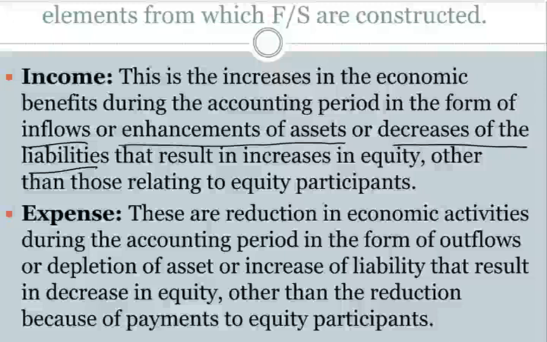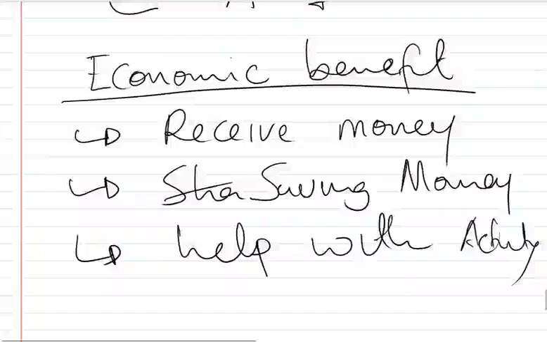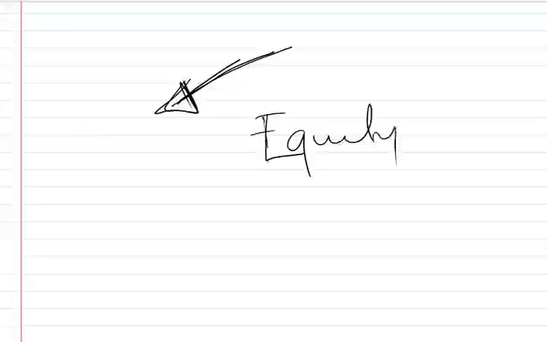This increase in economic benefit is resulting in equity increasing as well. Your equity is also increasing because of what? This increase in economic benefit. But that increase should not be related to contribution by equity participant. That means if, for example, I sell my goods, money will come into the entity, right? Money will come into the entity, meaning that my equity will grow. That is an income.